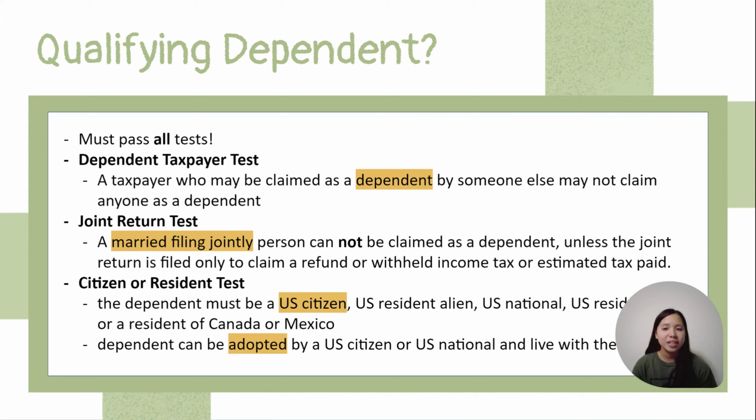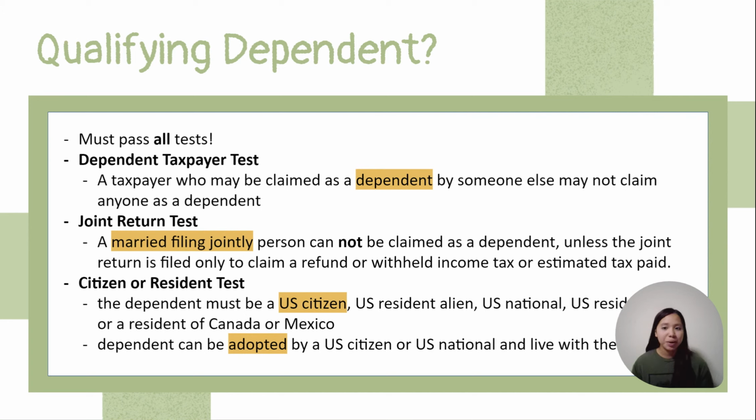The tests needed to first identify if the person is eligible to be a qualifying dependent at all, regardless of whether they're a child dependent or a relative dependent, are these three tests: the dependent taxpayer test, the joint return test, and the citizen or resident test.